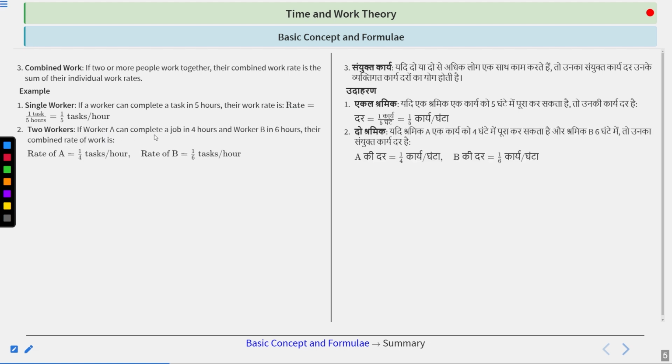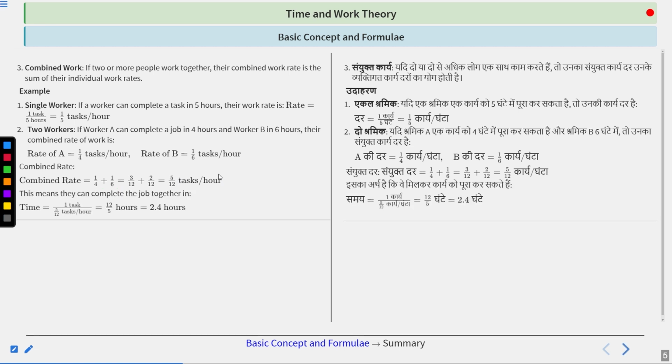For two workers, if worker A can complete a job in 4 hours and worker B completes it in 6 hours, then the work rate of A becomes 1 by 4 and the rate of B becomes 1 by 6. So the combined rate becomes 1 by 4 plus 1 by 6. When we calculate it, we take the LCM, which will be 12. So 3 by 12 plus 2 by 12. Now the rate will become 5 by 12 task per hour. This means they can complete the job together, and when we need to calculate time, it is one task upon 5 by 12 task per hour efficiency. So time will become 12 upon 5, which is 2.4 hours.